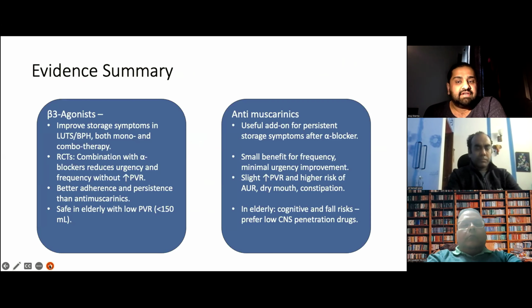So as we discussed before also, the evidence is in those patients who are having storage predominant symptoms, and a combination can always be better than a monotherapy if the patient is not improving in both the categories.